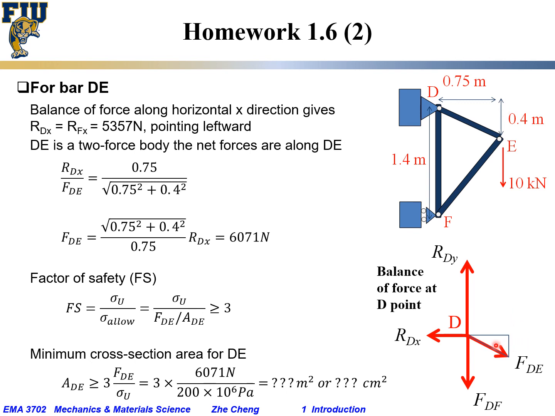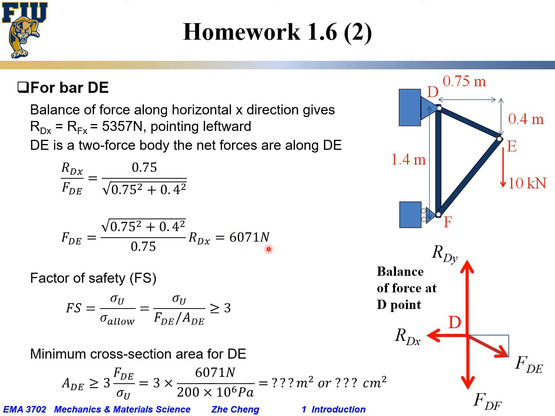What do we want? What do we know? We already know RDX. We want the force along DE, FDE. So as you see, RDX over FDE would be the cosine of this theta, which is 0.75 divided by the square root of 0.75 squared plus 0.4 squared, this distance. Okay, and if you plug the number in, FDE would be the square root over 0.75 times RDX, and RDX is 5357.